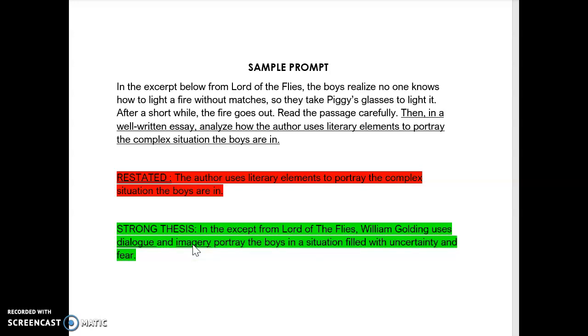Dialogue is always going to be in a fiction story. Imagery is normally going to be in a fiction story, so it's a little bit simpler to use these two. When all else fails, use dialogue and imagery.